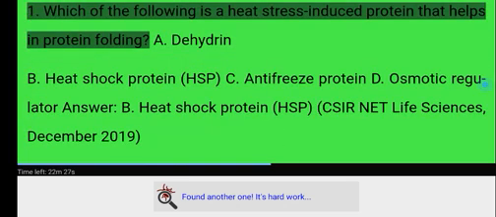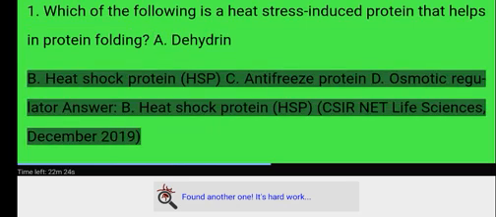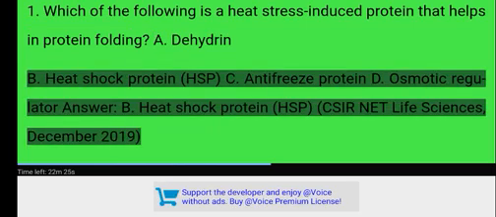1. Which of the following is a heat stress-induced protein that helps in protein folding? A. Dehydrin. B. Heat shock protein, HSP. C. Antifreeze protein. D. Osmotic regulator. Answer: B. Heat shock protein, HSP. CSIR NET Life Sciences, December 2019.